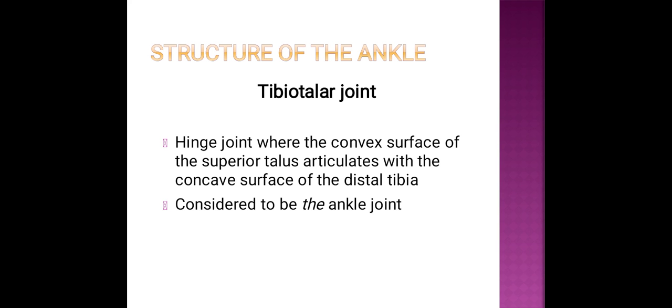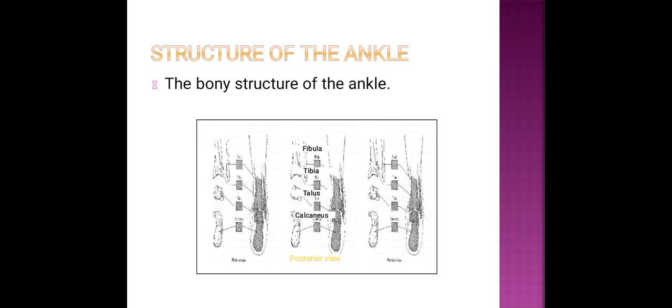Mechanics of the ankle and foot. Structure of the ankle. The ankle region includes the distal tibiofibular, tibiotalar, and fibulotalar joints. The tibiotalar joint is a hinge joint where the convex surface of the superior talus articulates with the concave surface of the distal tibia. It is considered to be the ankle joint.